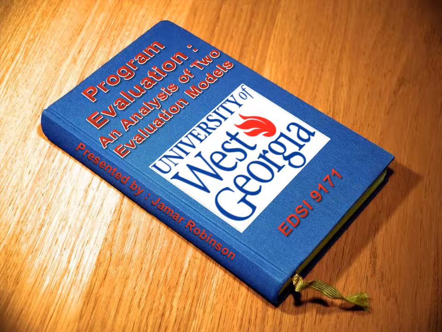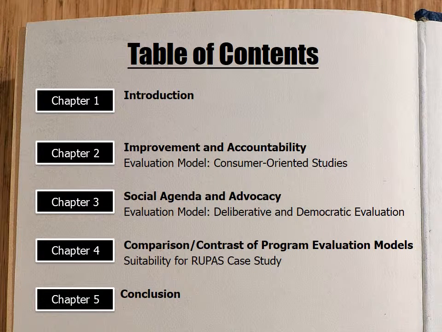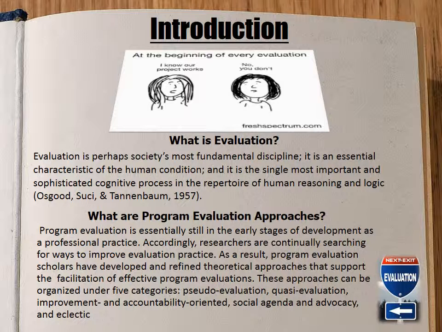The following presentation compares and contrasts two models of program evaluation in regard to their appropriateness for the fictional Rural Parental Support, or RUPAS, program. Initially, I will provide a review of evaluation and evaluation approaches before going on to provide an overview of the two evaluation models. After analyzing each model, I will determine the suitability of each model for the RUPAS case study based on the characteristics of the case study and the primary components of the aforementioned models.